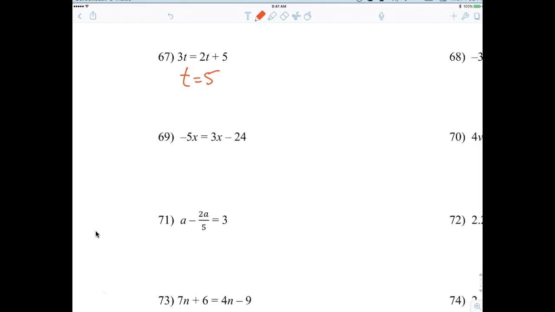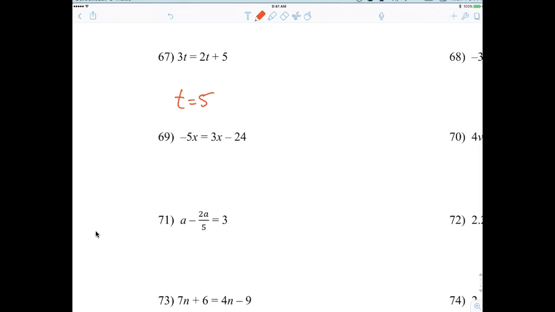3t plus 2t is 5t, not 1t. Somebody tell them what we did. What did we do to get t equals 5? We subtracted 2t from 3t. That's right, 1t. We subtracted 2t from both sides. Variables go to the left, numbers go to the right. If you move something, you change the sign. That's it. Is everybody happy with that?